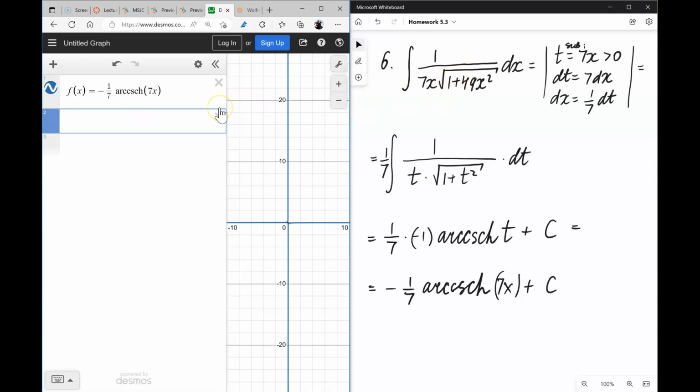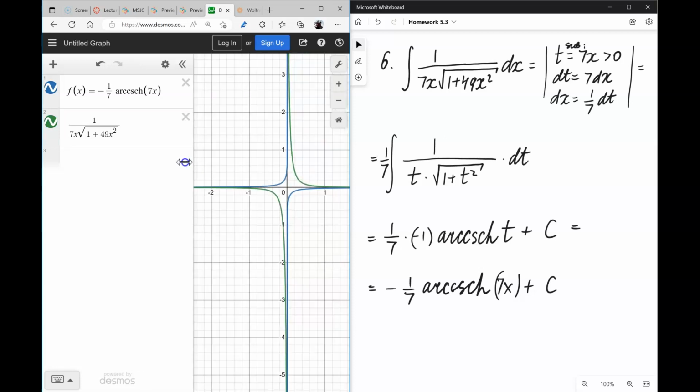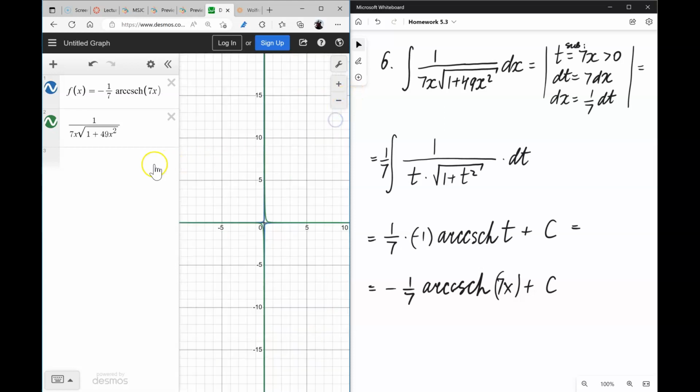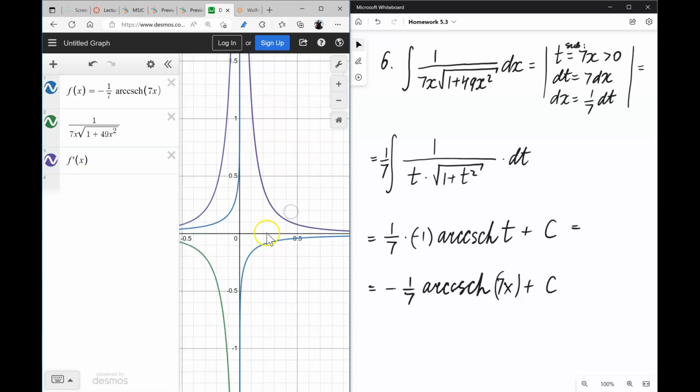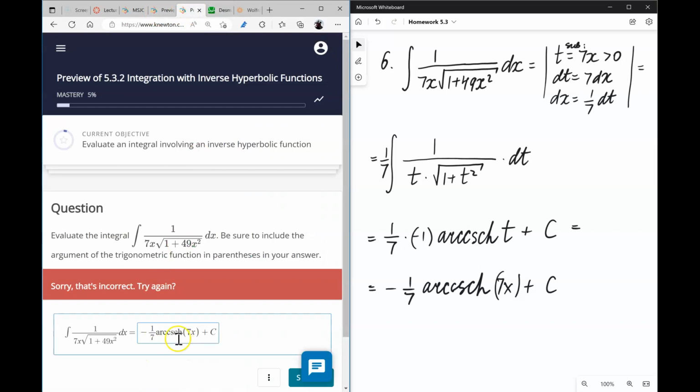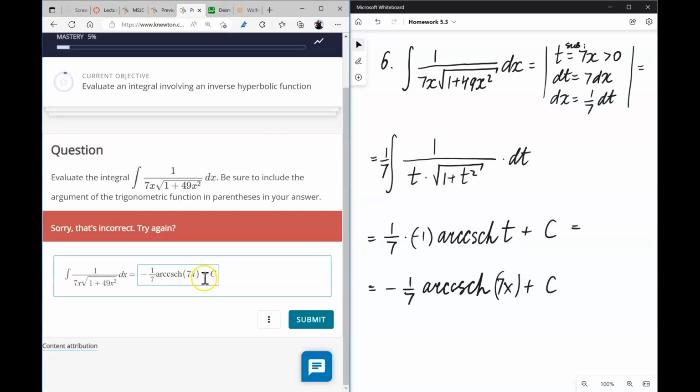And I'm going to graph this function, which is the integrand. And we see that this is what it looks like. And the goal is to check whether the green function is the derivative of the blue function. So I'm going to also graph the derivative of the f function. And it looks like if we restrict the domain, so as you can tell, it's not true everywhere, but if we restrict the domain to positive values of x, then it is true. So did I make a typo? Hyperbolic arc cosecant of 7x plus 7. Yeah, I don't know what it doesn't like about this answer.